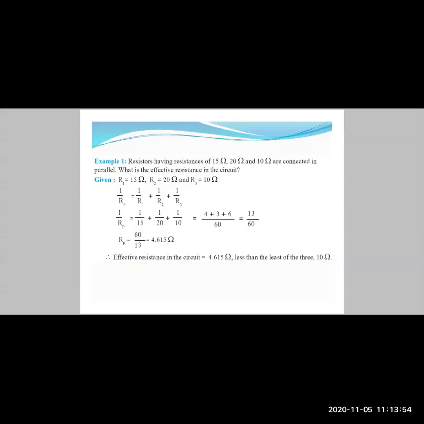Now, if you go into the given content, the three resistors have values of 15 ohms, 20 ohms, and 10 ohms, right? So out of the three, which is the resistor having the least resistance? That is R3 having 10 ohms, right? But the overall resistance in a parallel combination that we have calculated comes down to be 4.615, right? So this proves that the effective resistance of a circuit will decrease if you go on adding resistors in parallel combination, right? So this is the most important aspect of a parallel combination, right?